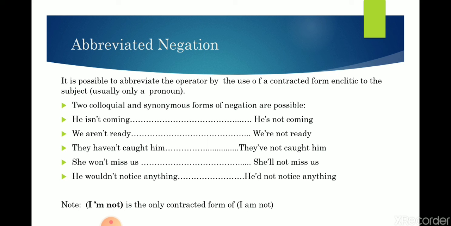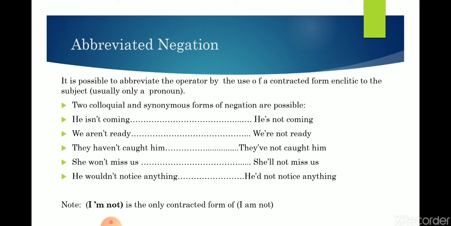He's not coming. We aren't ready. We are not ready. They haven't caught him. They've not caught him. She won't miss us. She'll not miss us. He wouldn't notice anything. He'd not notice anything.